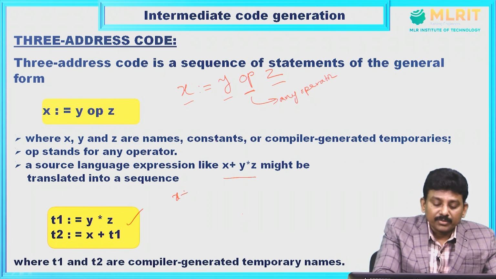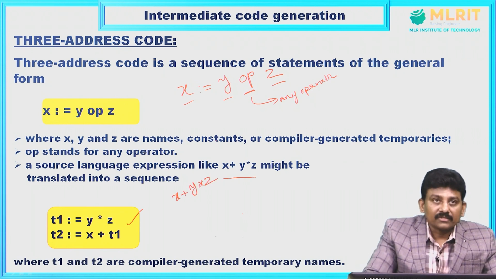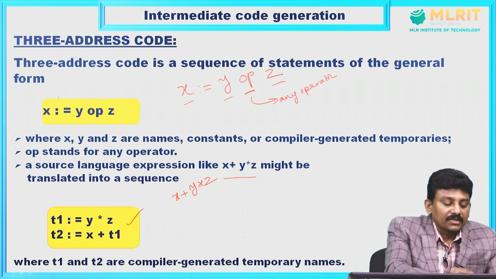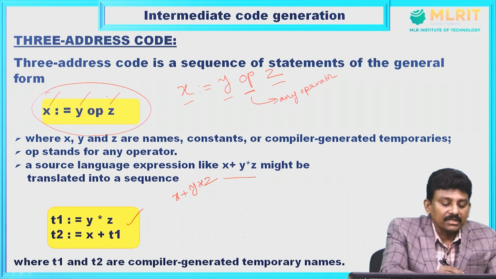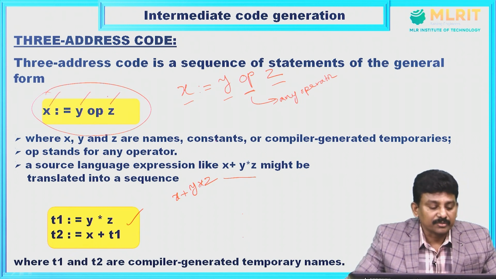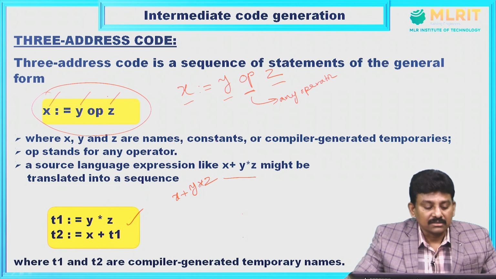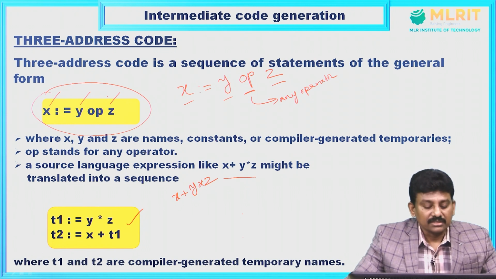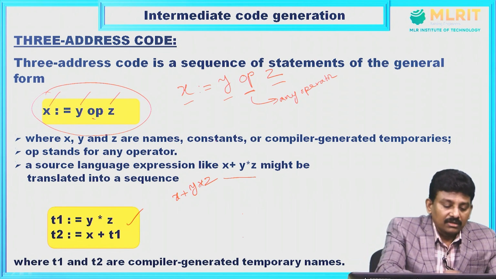See, X plus Y star Z will be converted into 3 address code. That means in the general form of the 3 address code, we have at most 3 addresses. X, Y, Z are the operands of the expression. Those are addresses, representing addresses. So, any 3 address statement will contain at most 3 addresses like X, Y, Z, and the form will be X = Y OP Z.